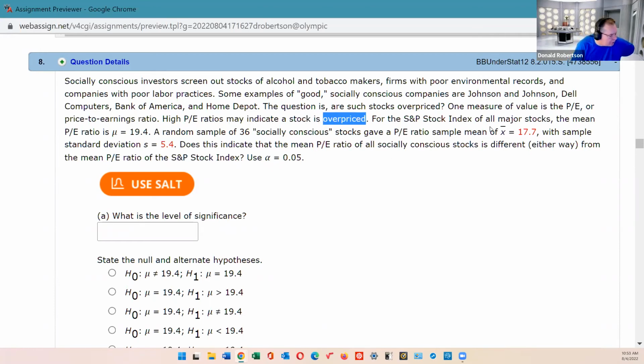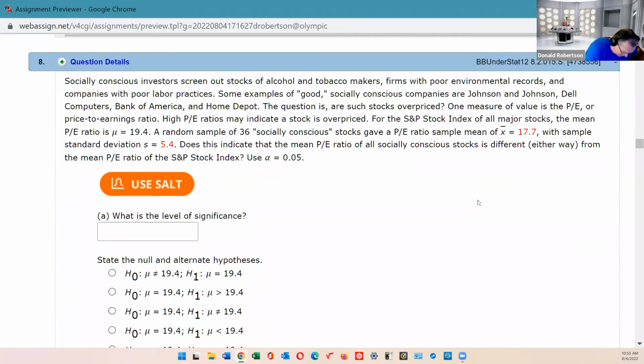For the S&P stock index of all the major stocks, the typical P to E ratio is 19.4. So that is the status quo, right? A typical stock is 19.4 P to E. If you have a stock that's bigger than that, you might be buying an overpriced stock. If you get one under that, you might be buying an underpriced stock.